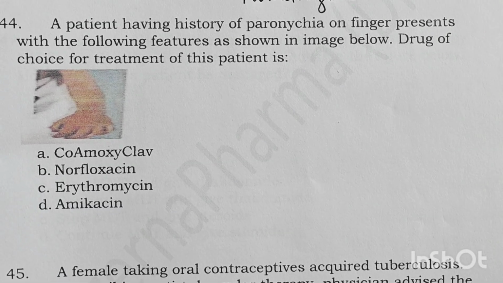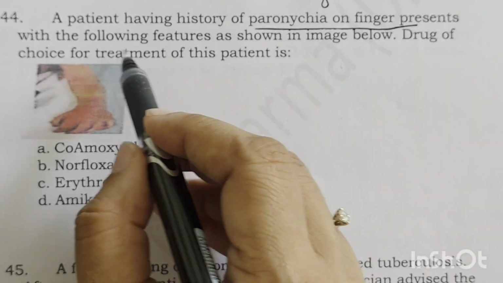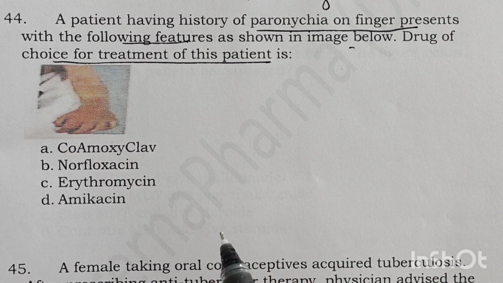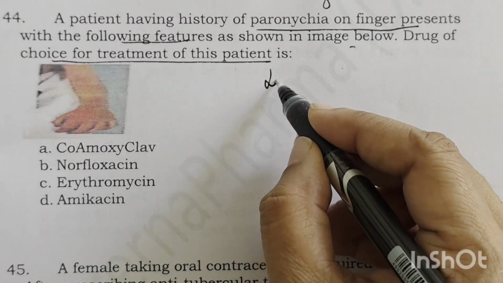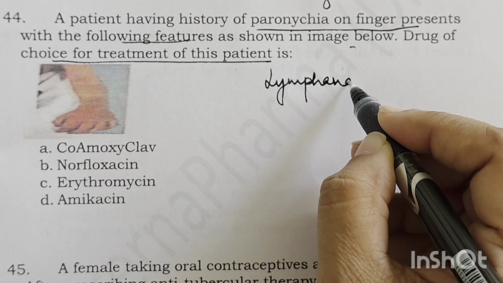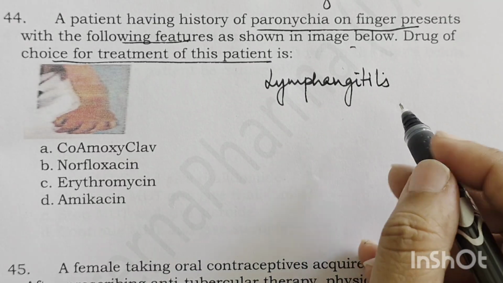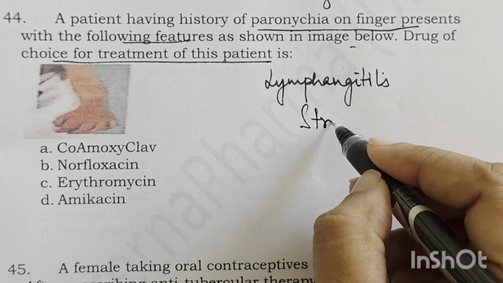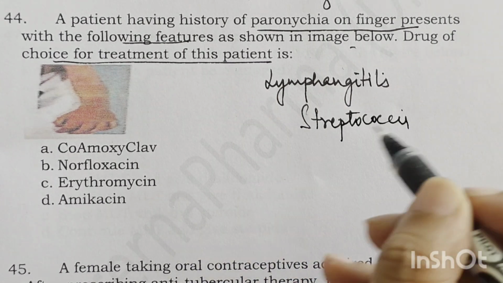Next, a patient having a history of paronychia on finger presents with the following features as shown in the image. The drug of choice for treatment of this patient. Now, paronychia history is there and the given figure suggests that there is lymphangitis. Okay. Now this is basically infection of lymphatics due to infection in the proximal area, that is paronychia. Now this is mostly caused by streptococci. So what will be the drug of choice here?